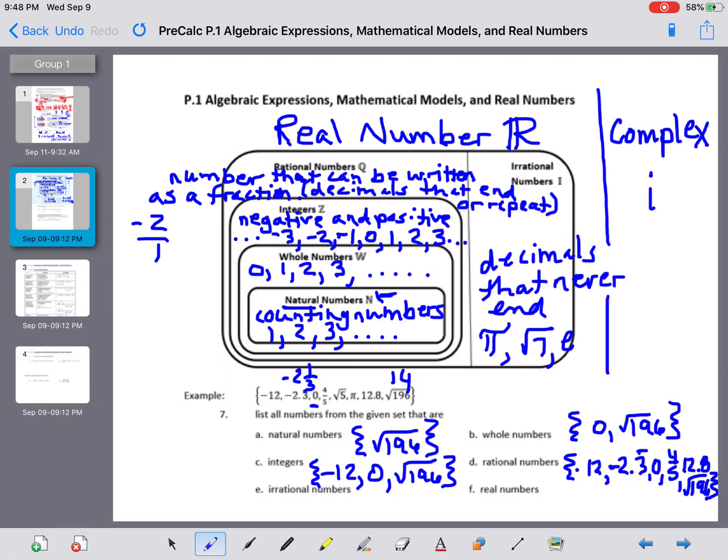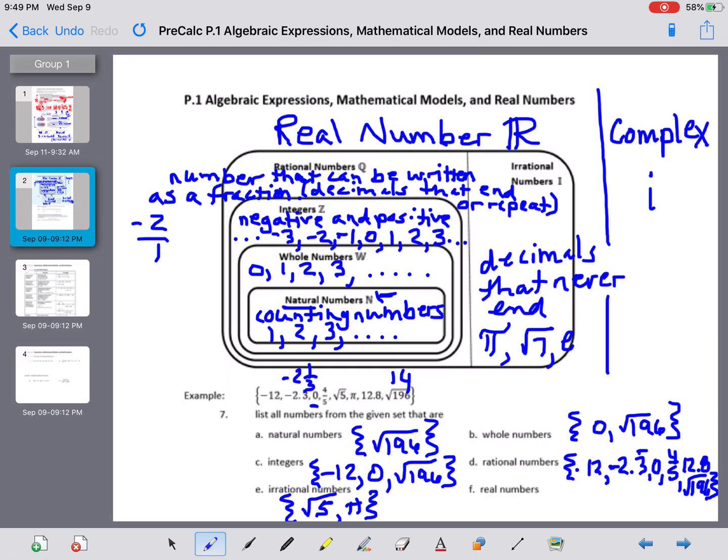Irrational numbers, which ones in that set cannot be written as a fraction? Well, obviously everything that's rational cannot be in my irrational numbers. So there's 2 up there. The square root of 5 cannot be written as a fraction. It's going to be a decimal that doesn't have a good pattern and never ends. And pi.